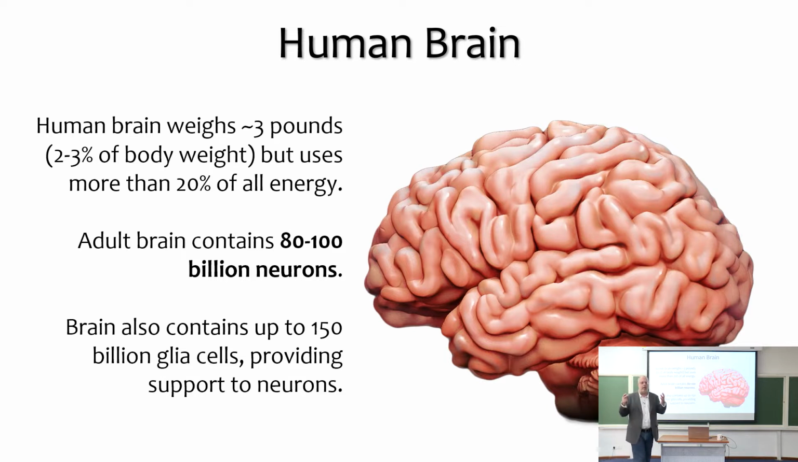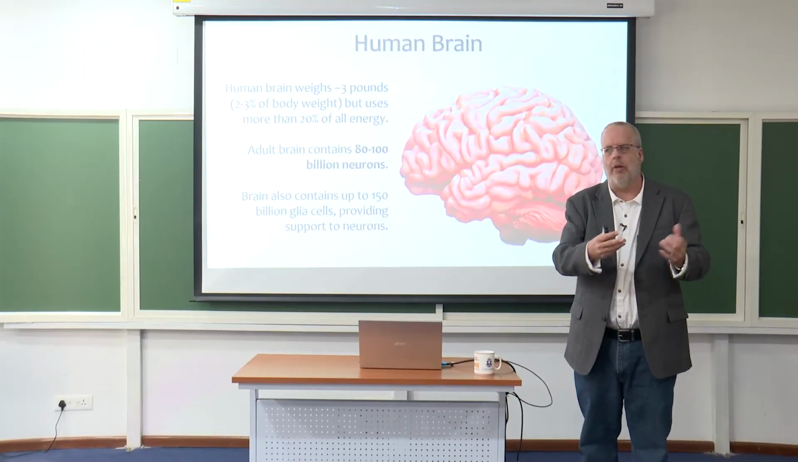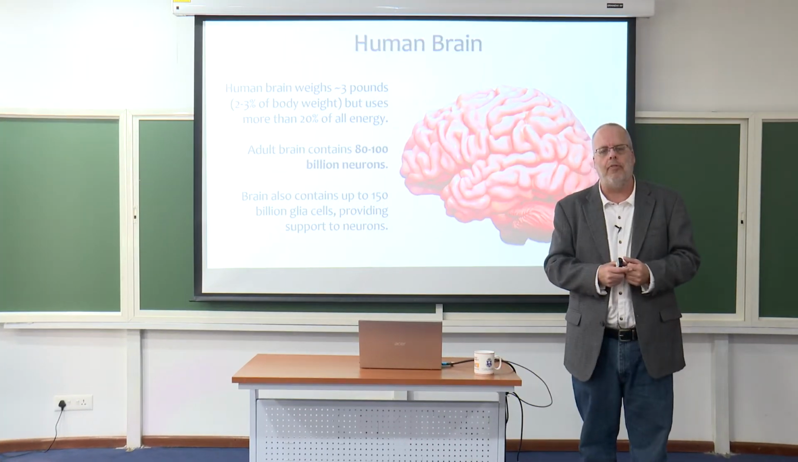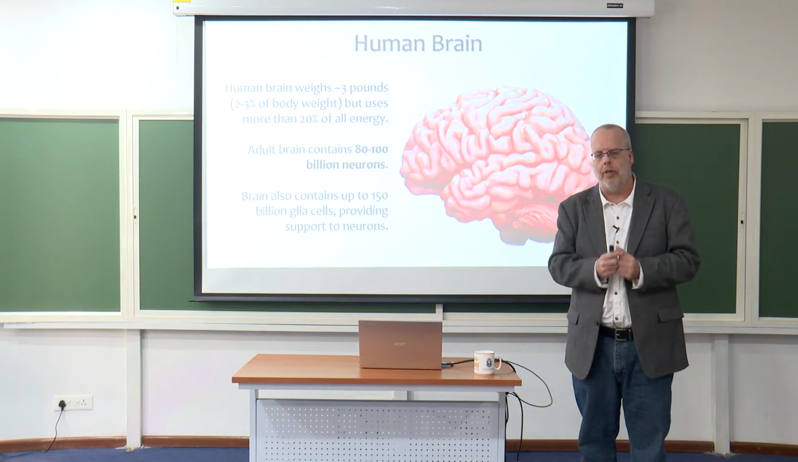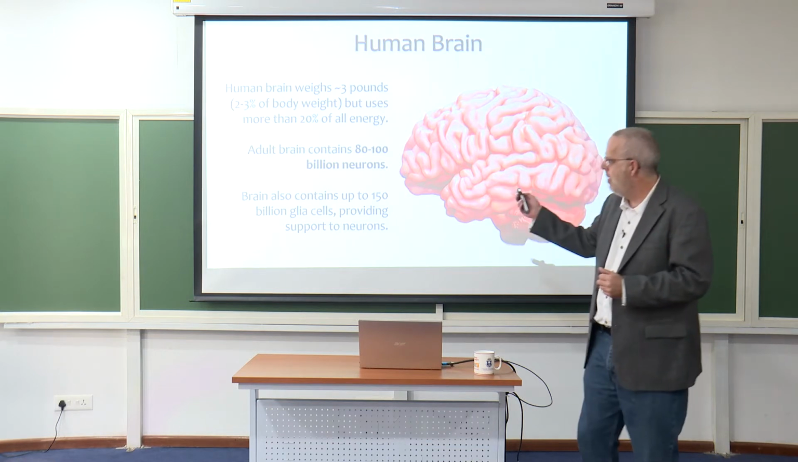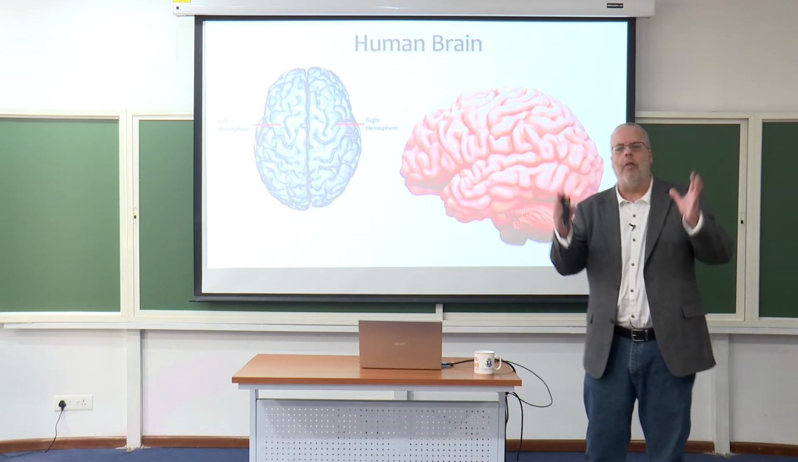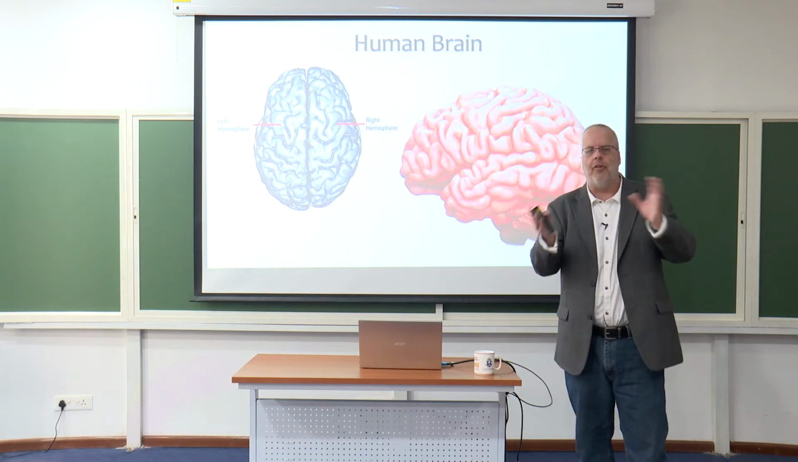Amazingly, the human brain contains 80 to 100 billion neurons, a tremendous number. And that's supported by what we call glia cells. They offer support, nutritional and otherwise, to the primary neurons. There's another 80 to 150 billion glia cells in the human brain. So again, amazingly complex. Now, I think most of you are aware that there's 2 hemispheres in the brain.